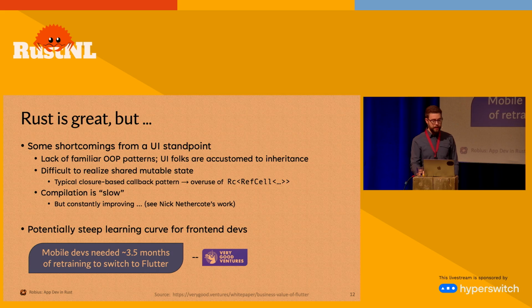One other potential problem, which I think is relevant to what Sophia just talked about, is a potentially very steep learning curve for front-end devs who are used to something like Java or React Native's nice syntax. Rust can be a little bit of a thorn in their side. There was a nice survey from a consultancy called Very Good Ventures, which found that mobile developers needed around 3.5 months of retraining to switch to Flutter. So that could actually be worse for Rust.